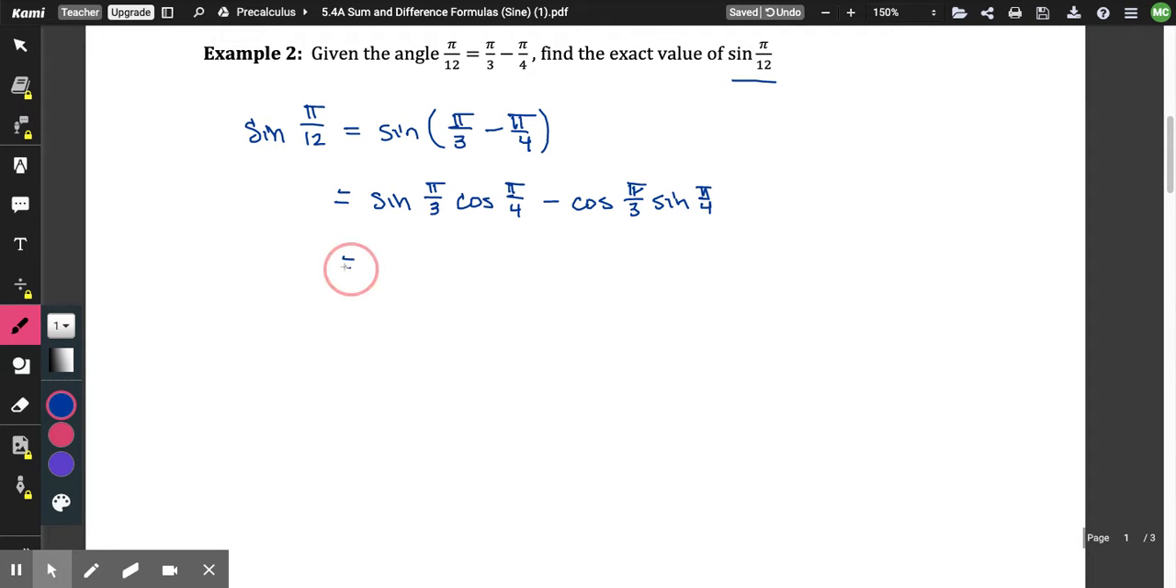So now in order to evaluate, I can find the sine of pi over 3, the cosine of pi over 4, etc. And then I can perform the multiplication and then finally the subtraction. So let's see, sine of pi over 3. For this one, it's kind of nice. All the angles are in quadrant 1. So sine of pi over 3 is root 3 over 2. Cosine of pi over 4 is root 2 over 2.